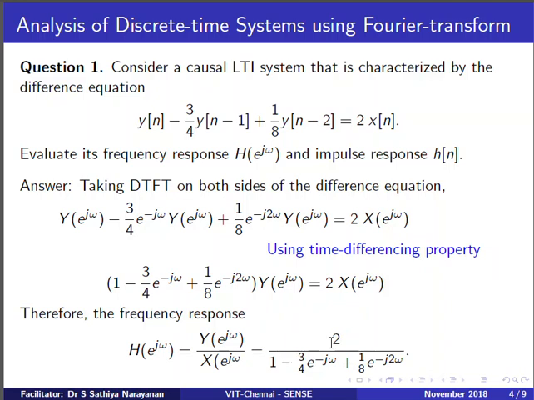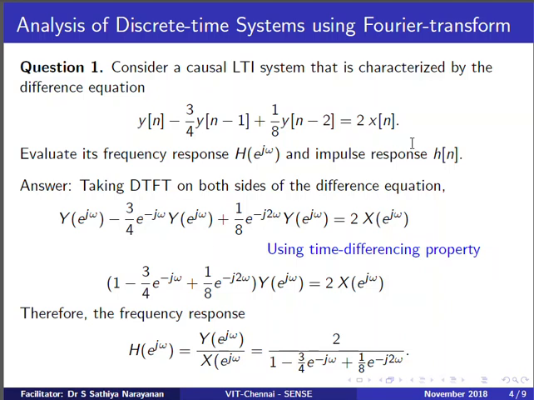So that can be expressed as 2 divided by 1, of course there is a bracket missing here. Okay, 2 divided by 1 minus 3 by 4 e raised to the power minus j omega plus 1 divided by 8 e raised to the power minus j 2 omega. So the first part of our answer is here.